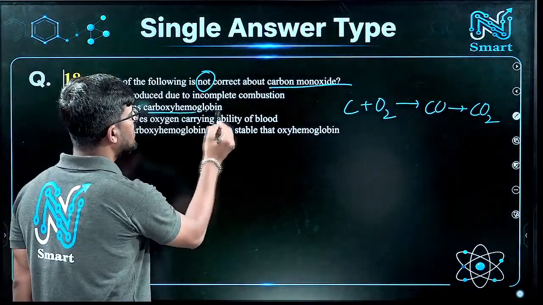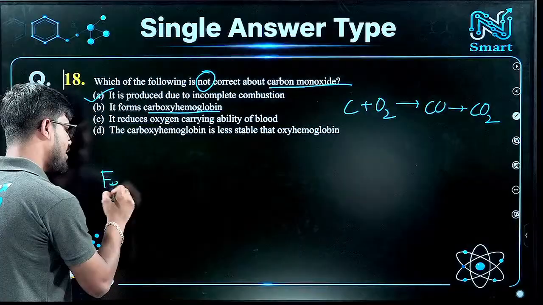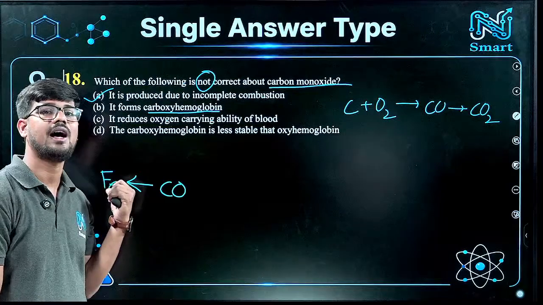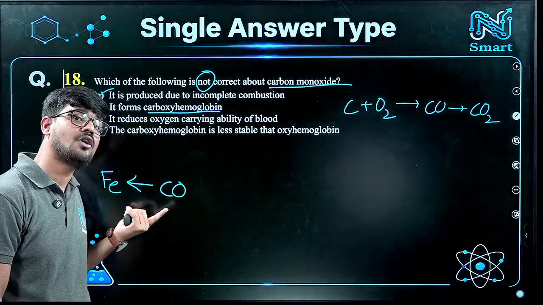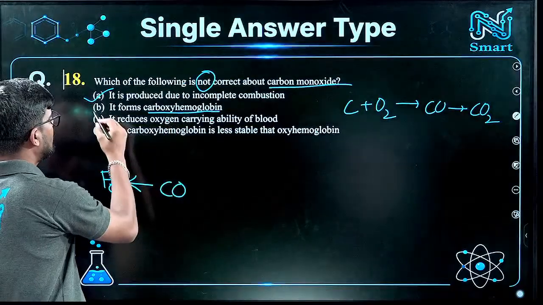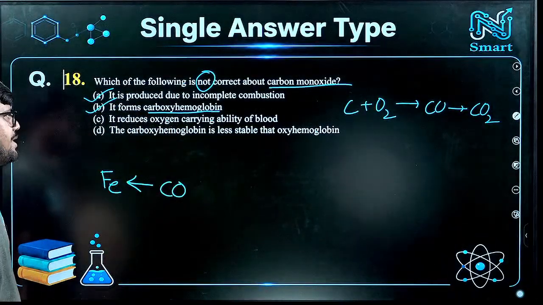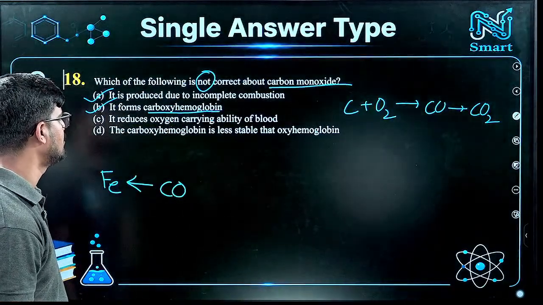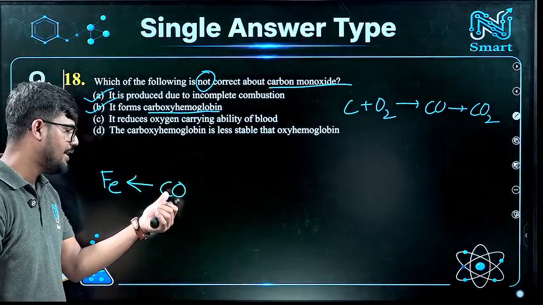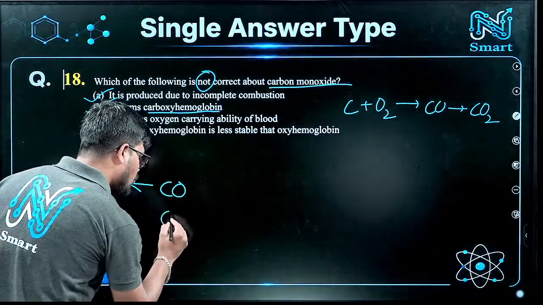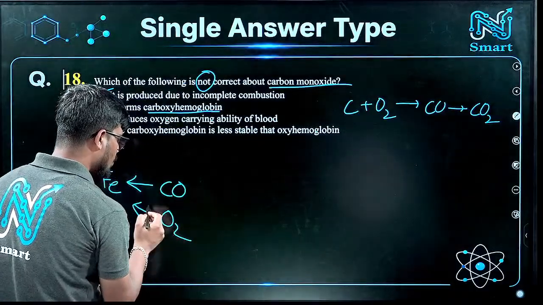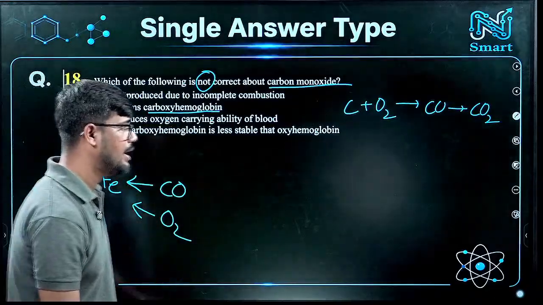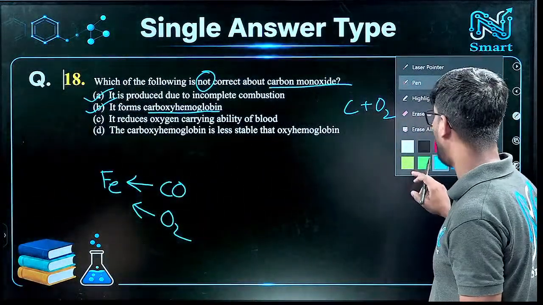It forms carboxyhemoglobin. Yes, hemoglobin means iron will be there, and the CO molecule can form a bond with iron, and that is called carboxyhemoglobin. Yes, it is a correct statement. It reduces the oxygen carrying ability of blood. Yes, if instead of O2, a CO molecule is there, if the CO molecule is forming a bond with iron, then oxygen carrying capacity will be lost.